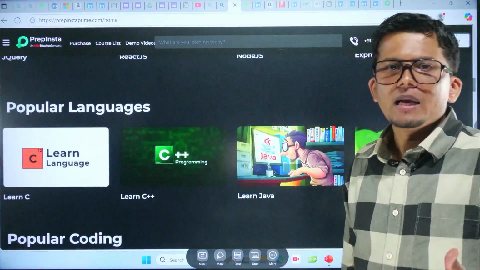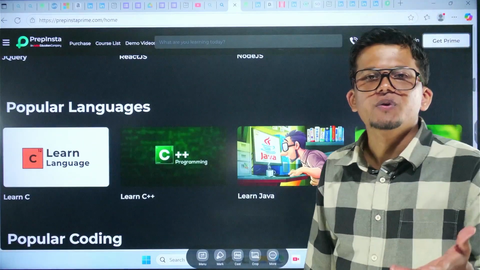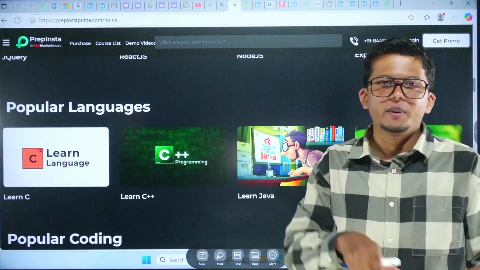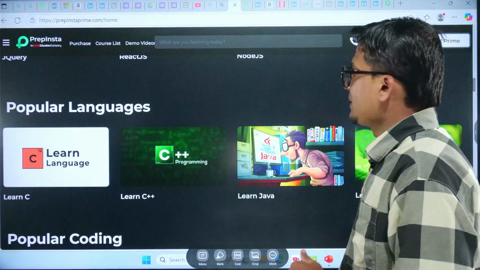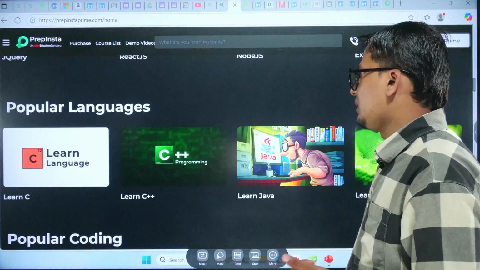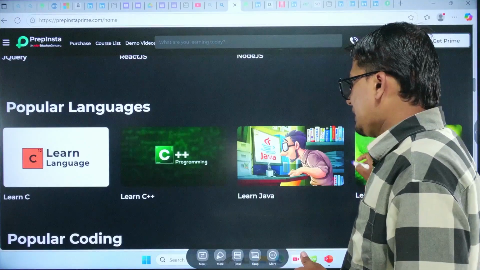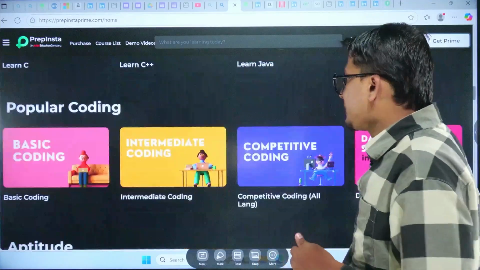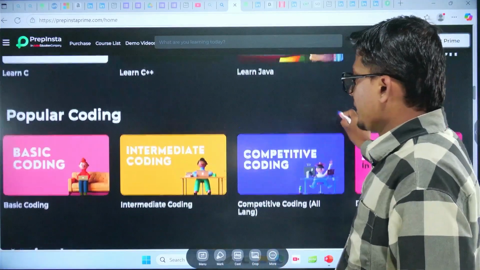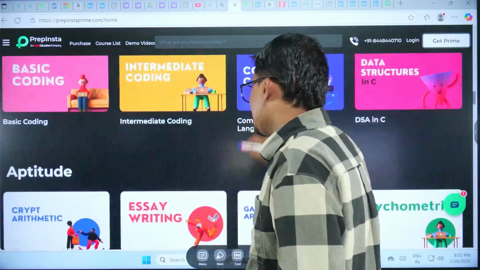Then if you want to learn coding at a very initial level, and if you want to switch your career from a non-IT domain to the IT domain, you can learn coding with whichever language you find easy. You can learn coding with C, C++, Java, Python, any of them. Then you can learn basic and intermediate coding.